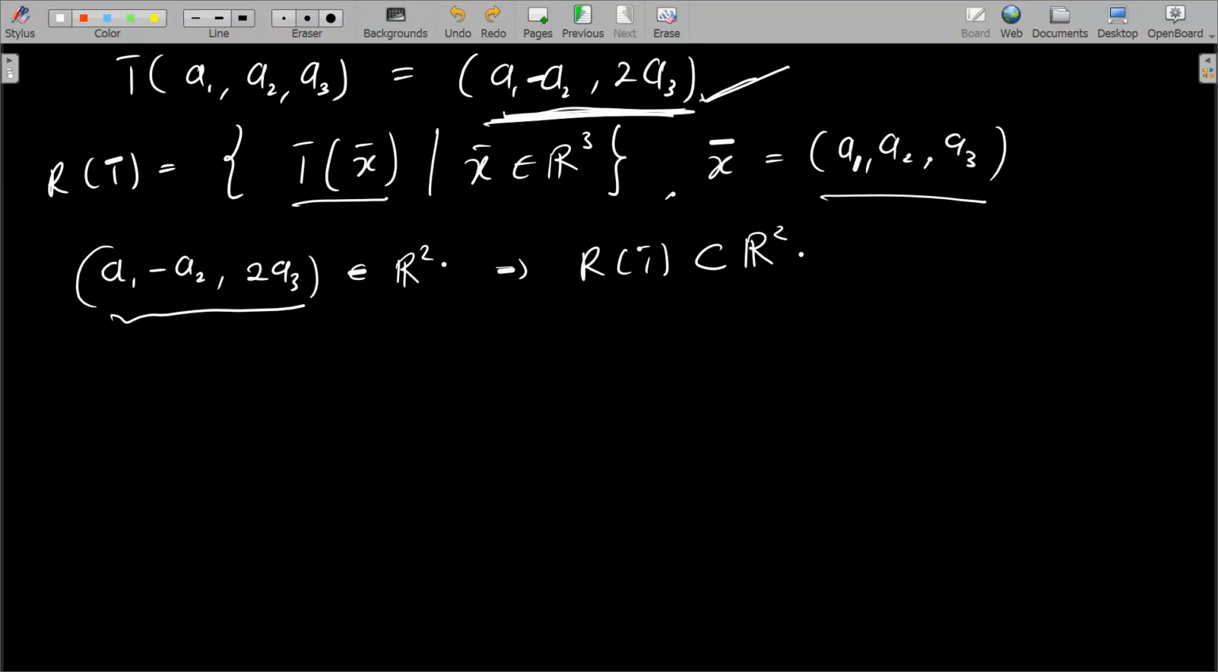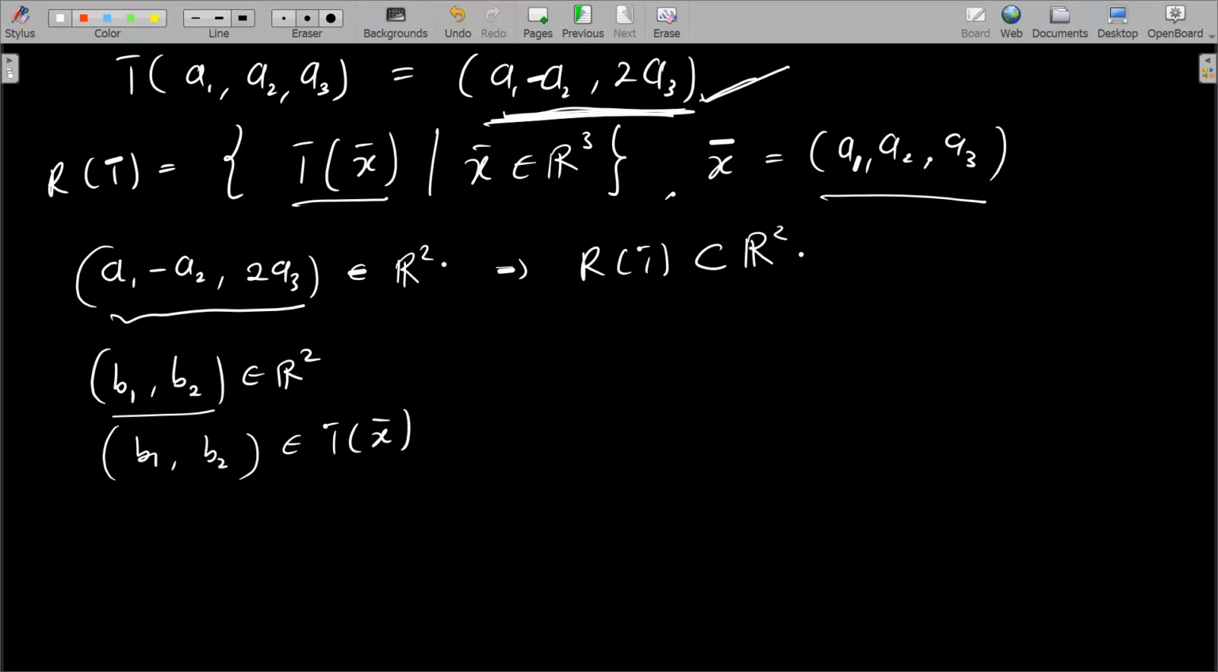Okay, now we want to look at how any arbitrary R2 vector looks like, so that we can have a general representation of our range of T. If I pick any arbitrary vector in R2, which is (b1, b2), I want to claim that this vector belongs to the transformation of x. So I want to say that (b1, b2) belongs to the transformation of this. It belongs to the transformed vectors.